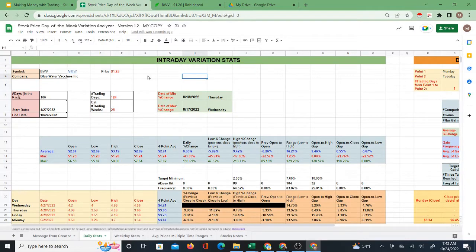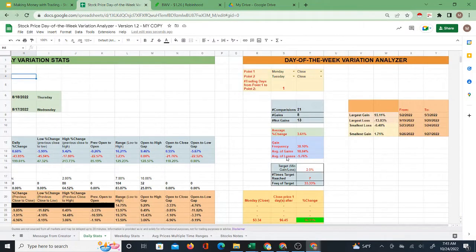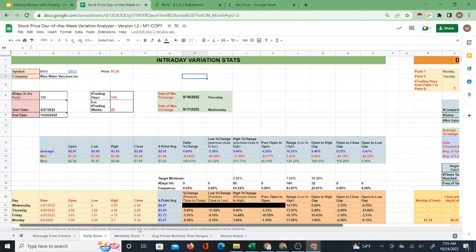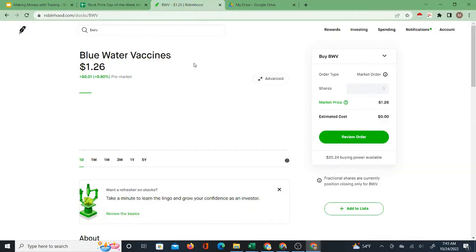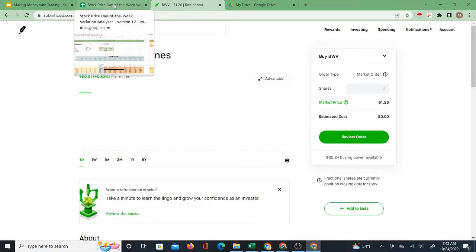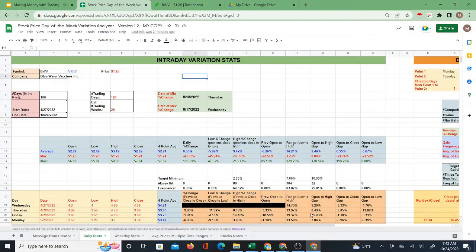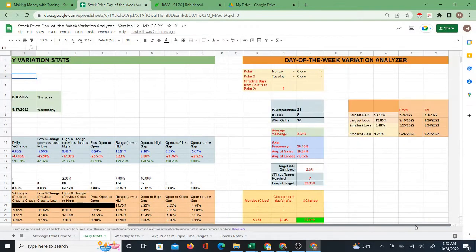I'm also going to look at a Google sheet that I created to actually help us analyze these variations in more detail. And I'm also going to give you an actual sample stock, a penny stock that we're going to look at that has a very strong pattern for this day of the week variation.